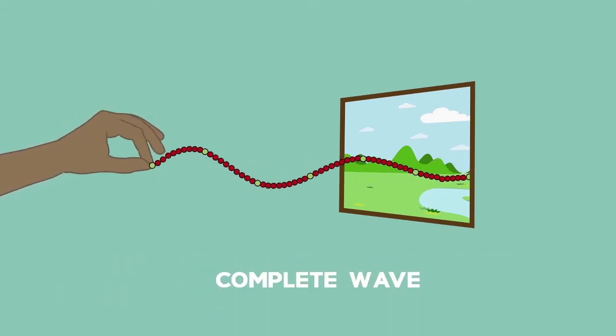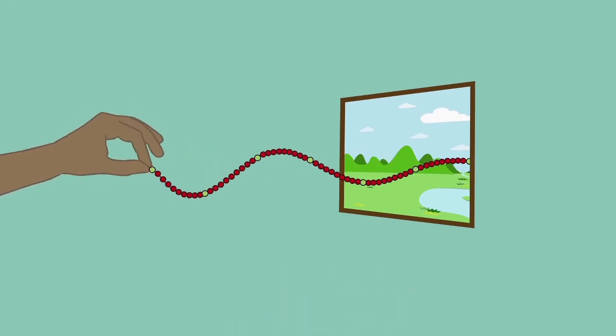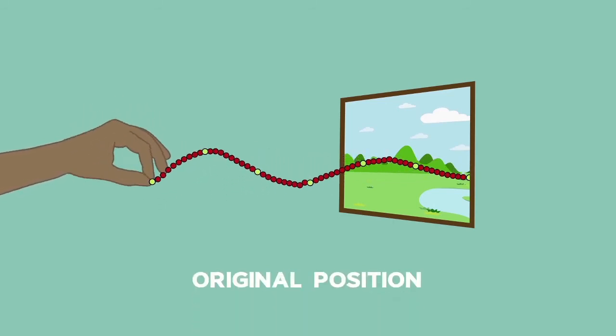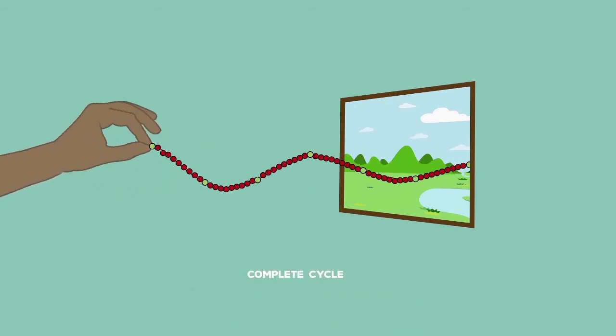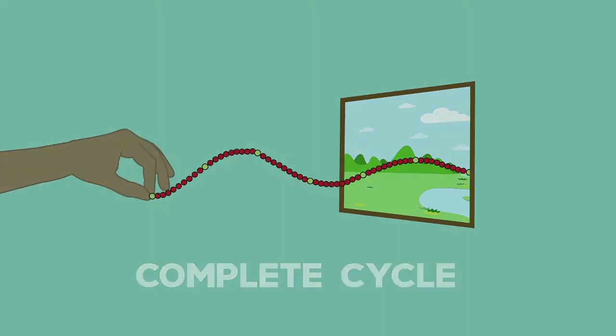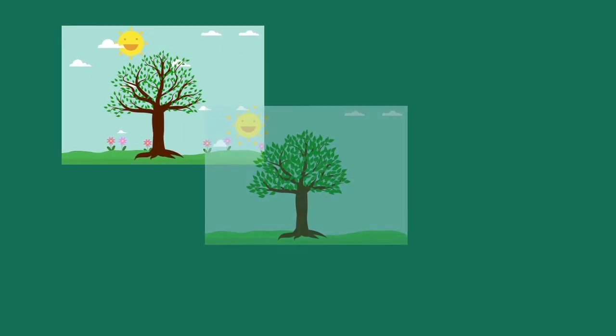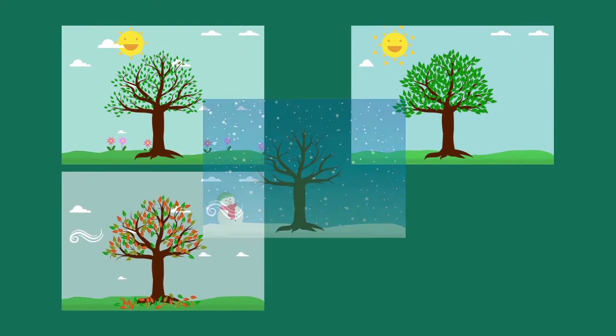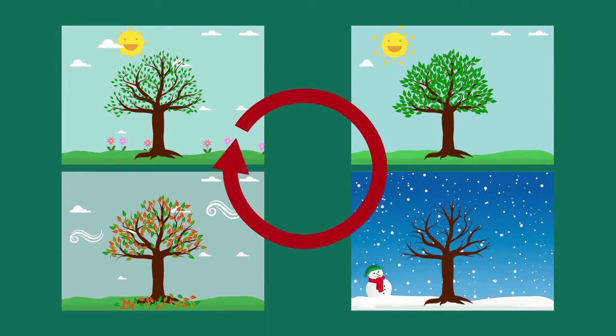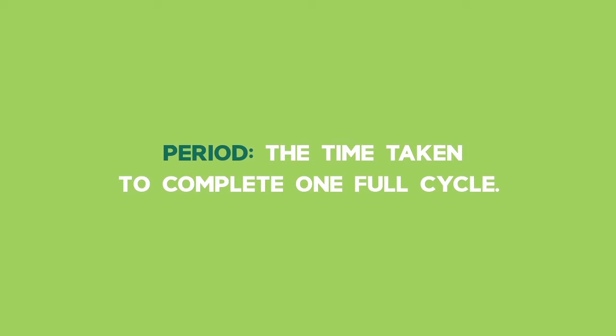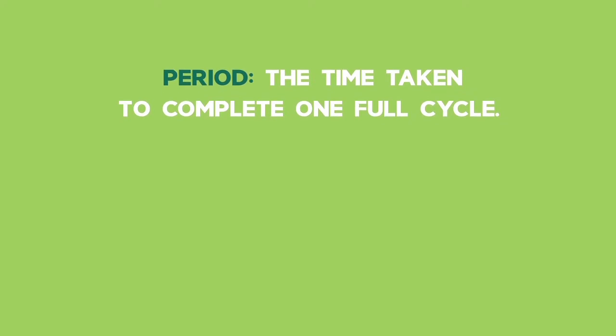For a complete wave to happen, the particles need to return to their original position and be moving in their original direction. This is called a complete cycle. Just like the seasons, from spring through summer, through autumn, winter, and back to spring would be one cycle. A period is defined as the time it takes to complete one cycle. As with most measures of time in physics, we measure this in seconds.